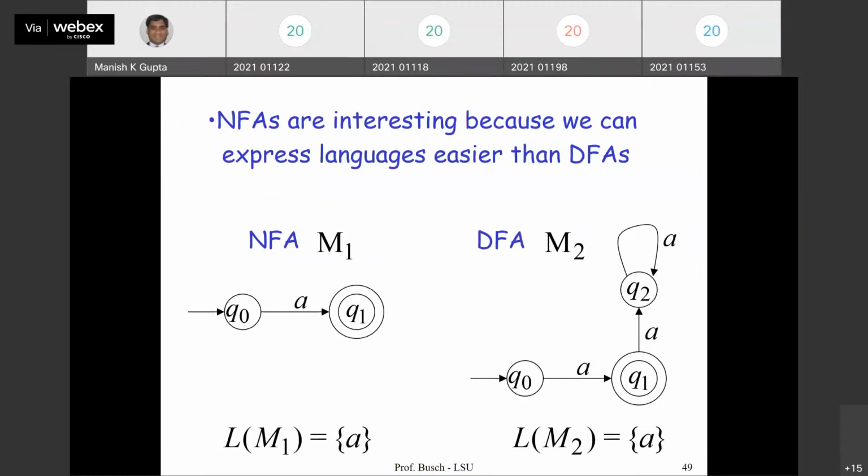Now you look, NFAs are interesting because we can express languages more easily than with a DFA. The language is singleton A, on both sides, M1 and M2. Here is an NFA, here is a DFA. Why are there more states? Because for each state there has to be a transition for each input symbol. That property makes sure you have this additional state. Here it's very simple: A, go and accept. So NFAs are easy to design, right? Very good.